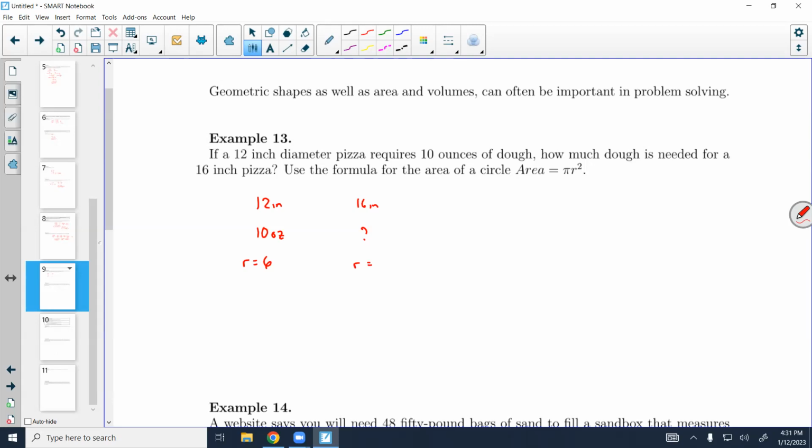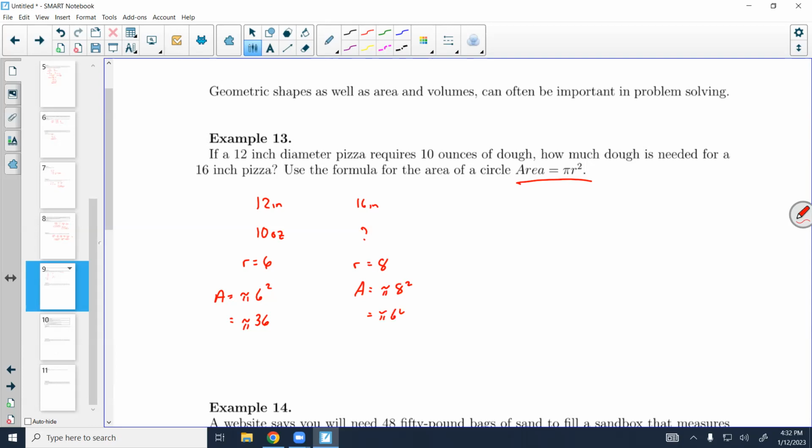What's 16 divided by 2? 8. So now we need to find the area. In this case, the area equals pi times 6 squared, 6 squared being 36. And here the area is equal to pi times 8 squared.